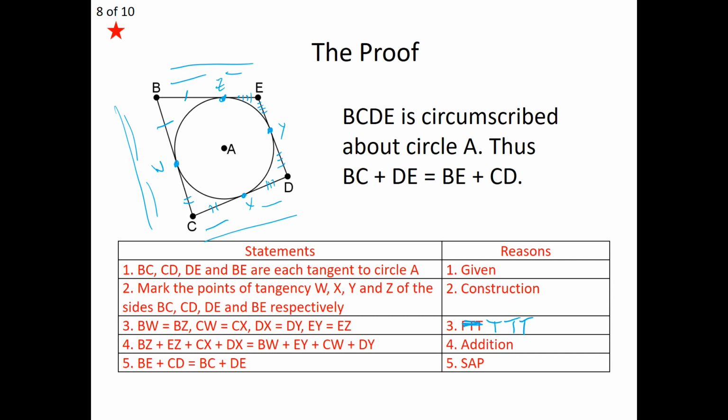And thus we have our proof statement. We show that the sums of the opposite sides are actually equal to each other. And again, our segment addition postulate, just because we're adding the parts together to equal the whole. And so there we have it, the proof of the circumscribed quadrilateral theorem.